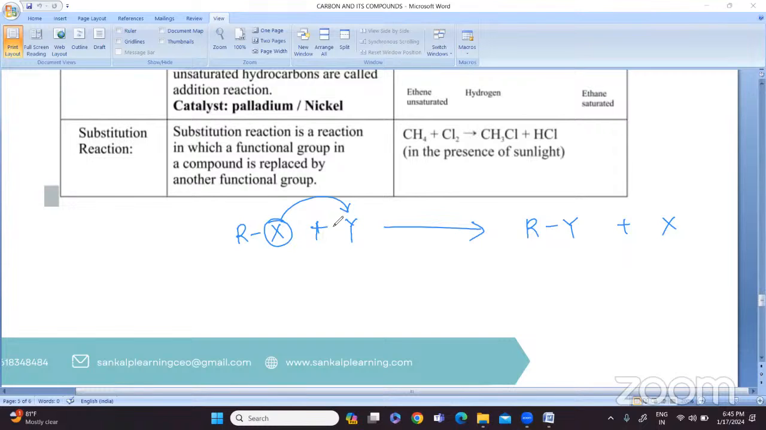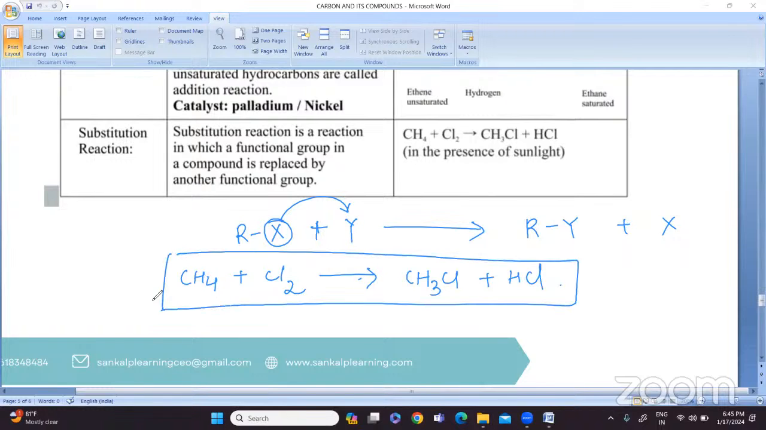It is replaced by another atom. So in a substitution reaction, one atom or group is replaced by another atom or group. Substitution is also a typical chemical reaction shown by carbon compounds. If I take methane and react it with chlorine, one of the hydrogen atoms will be replaced by a chlorine atom. This is a substitution reaction.